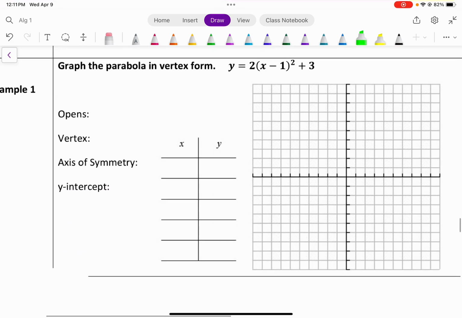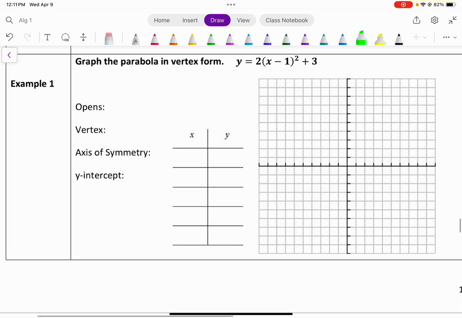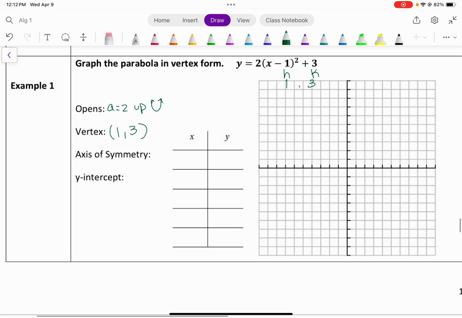Let's practice graphing some of these. So if we wanted to graph y equals 2 times the quantity of x minus 1 squared plus 3. Well, our a value is a positive 2, so we know this is going to open up, which means our vertex will be a minimum. And our vertex, well, here's my h value, here's my k. So this would be the point 1, 3. Notice, because I want the opposite. It's a -1, so the opposite of that is a positive 1. I'm going to graph that point, 1, 3, right here.